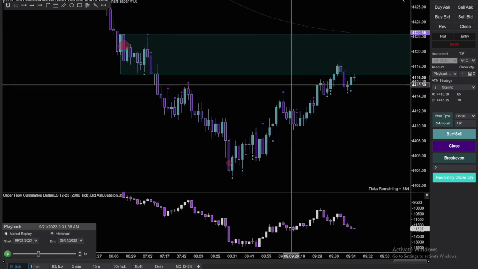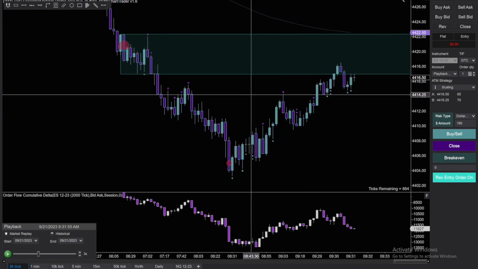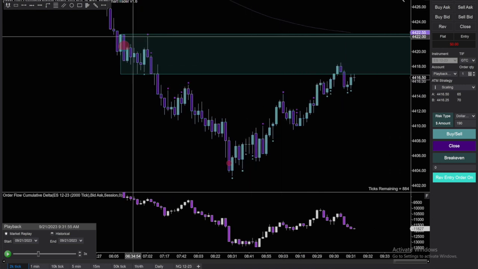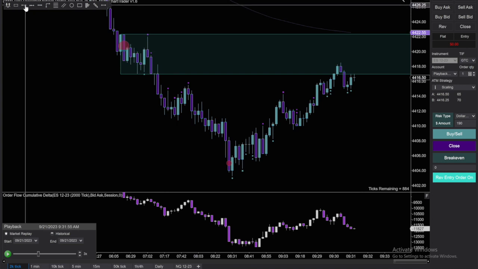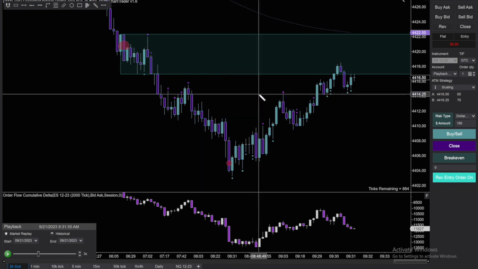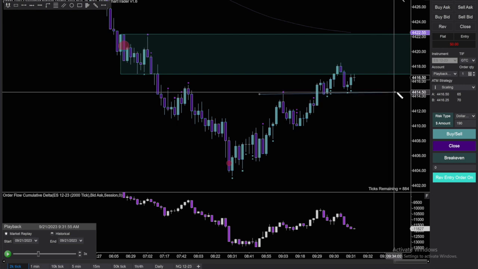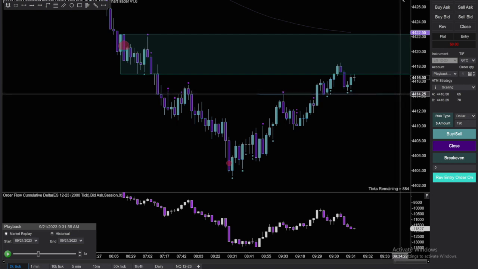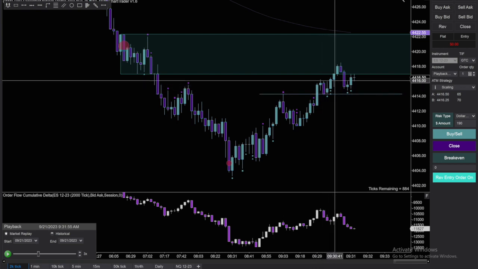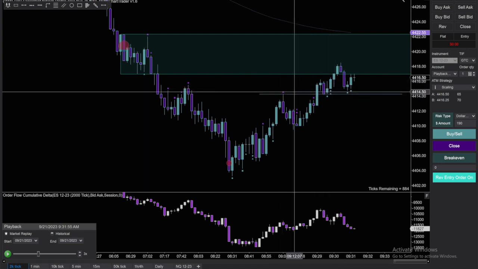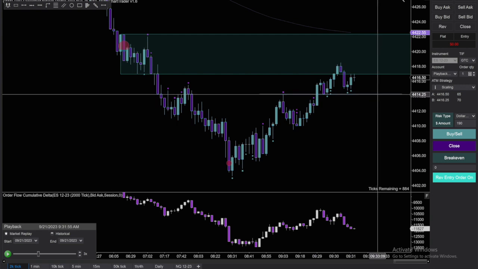Now, one other thing that I want to note about this particular setup is it's a little bit of a double setup here, and that's going to affect how I took the entry, but I'm going to show you the traditional entry here. But what I want to note here is that we have this little swing high here and then another bounce off of it here. Those two touches make this a valid support and resistance level for me.